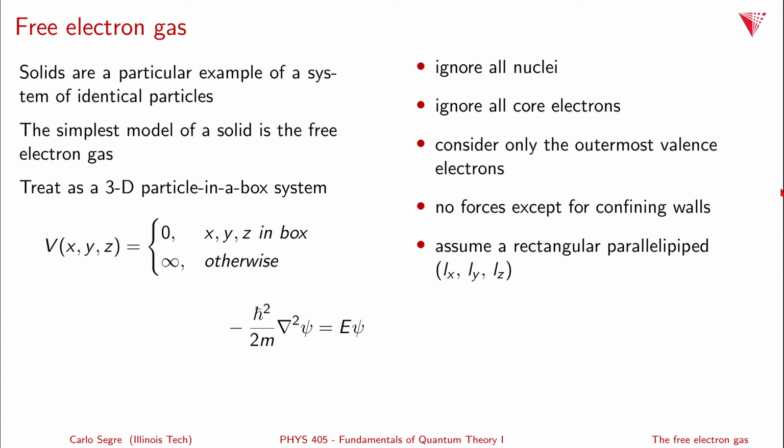The Schrödinger equation is very simple. It's minus h bar squared over 2m, the Laplacian applied to psi, is equal to the energy times psi. And because you have separation of variables in the Laplacian, you can say that psi of x, y, z is going to be X of x, Y of y, and Z of z.